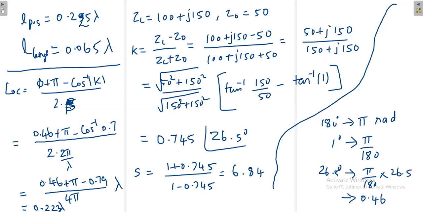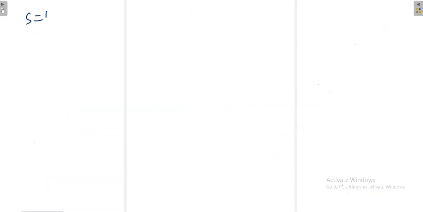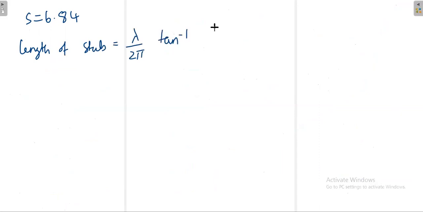Because there we are using only the s value. Please somebody remember the value of s. Value of s is 6.84. Okay, the value of s is 6.84. Now the length of the stub is equal to lambda divided by 2 pi tan inverse root of s divided by 6.84 plus 1. What answer is coming, sir?